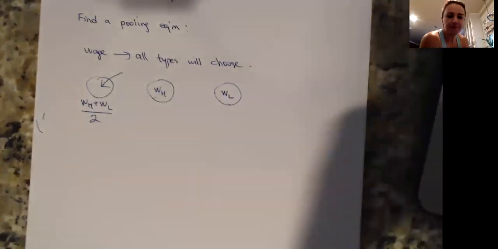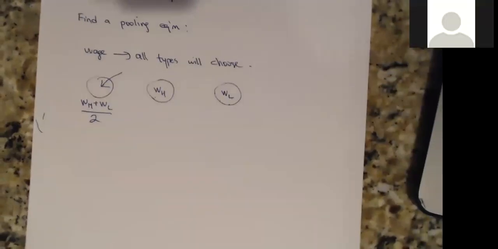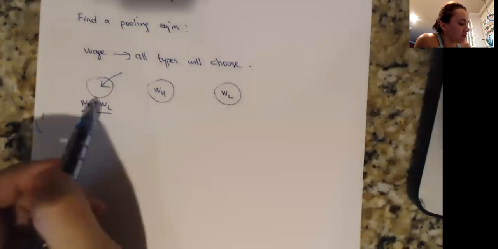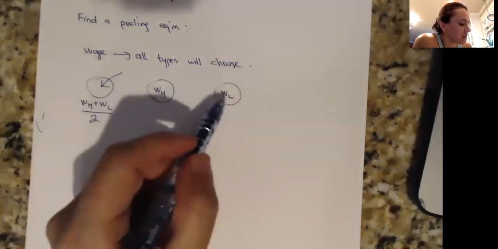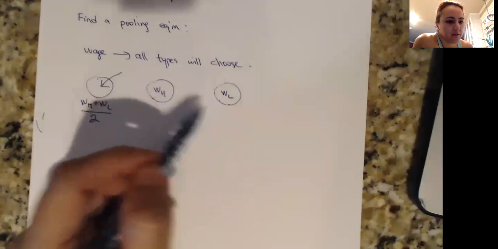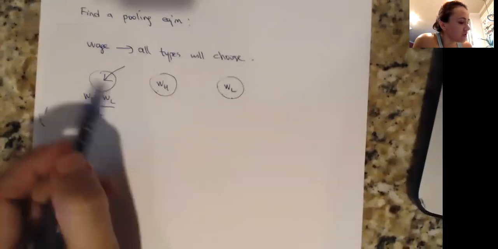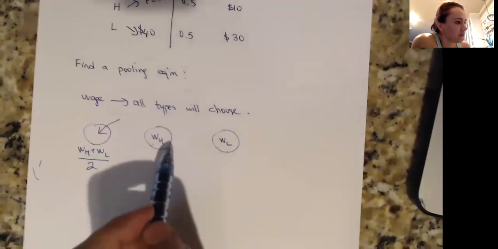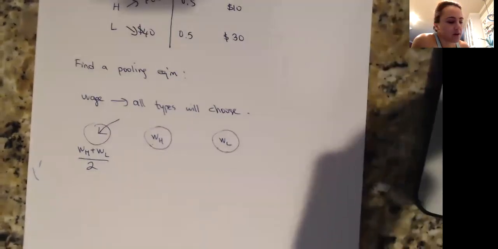Question? Yes, I was wondering, do you take the average in this example because it's 50% each, the probability is 50% for high, 50% for low? Or is it just the average because it's pooling? Well, here I wanted to try the average, but other rates between WH and WL may work too. The reason I chose this is because I want my company, ex ante, to have exactly the same cost.